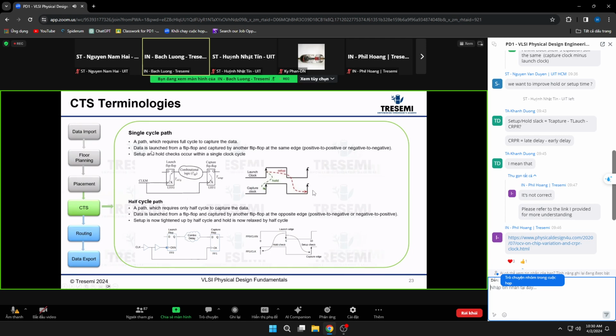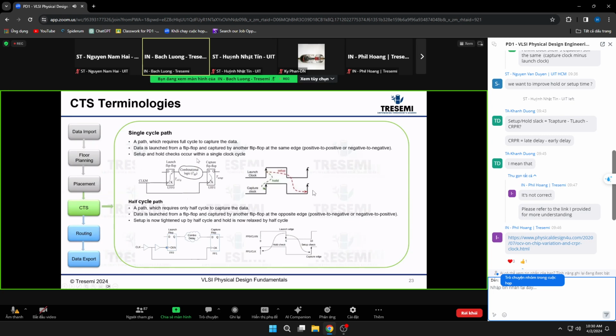So the true definition is a single cycle path is a path which requires a full cycle to capture the data. So data is launched from a flip-flop and captured by another flip-flop at the same edge, right? Positive edge to positive edge. If it's negative, you usually have a bubble. Okay, at the same edge, positive edge to positive edge or negative edge to negative edge. Positive edge meaning positive trigger flops versus negative trigger flops. There are two types of edge trigger flop, positive and negative, meaning that on the rising edge it triggers, or on the falling edge the trigger is negative.